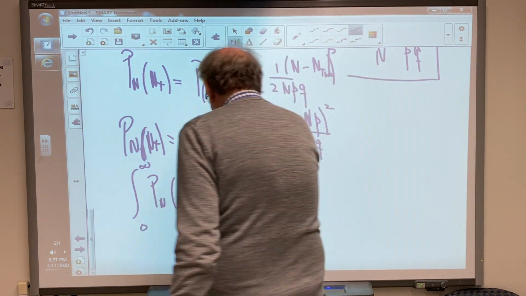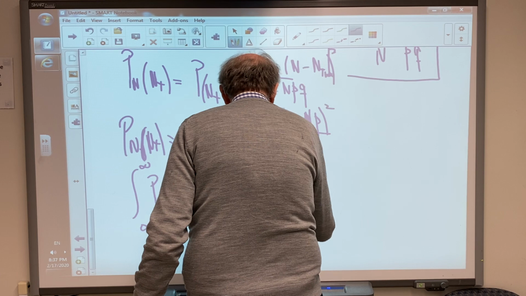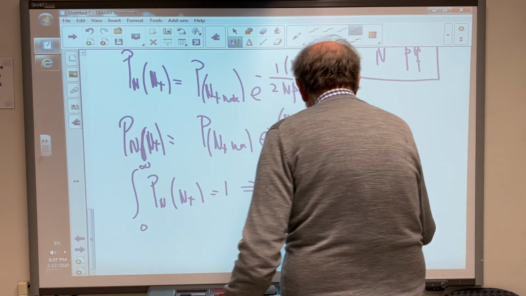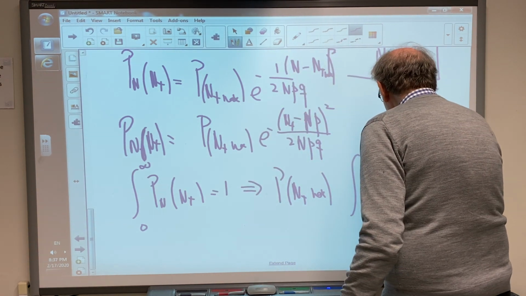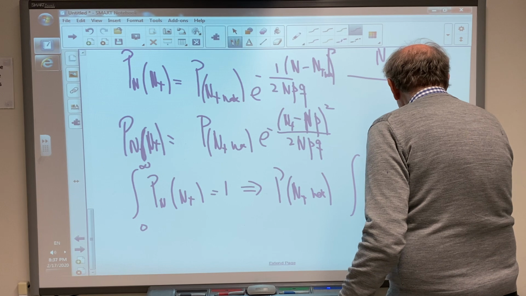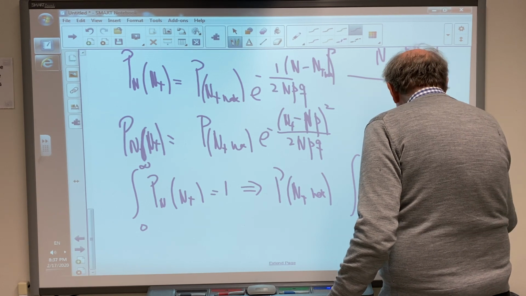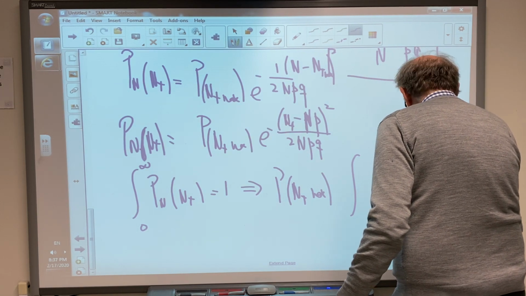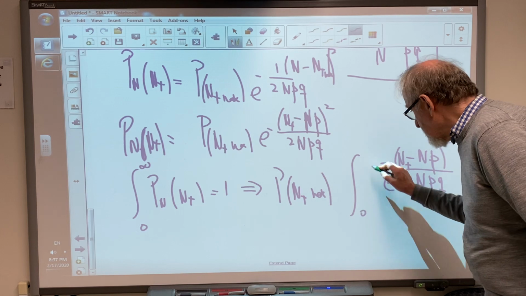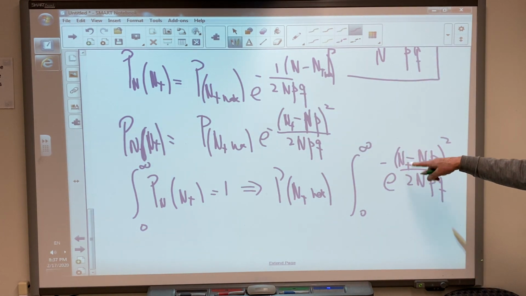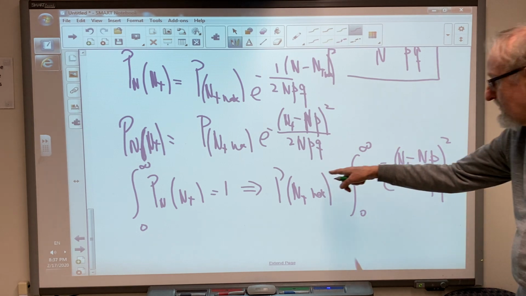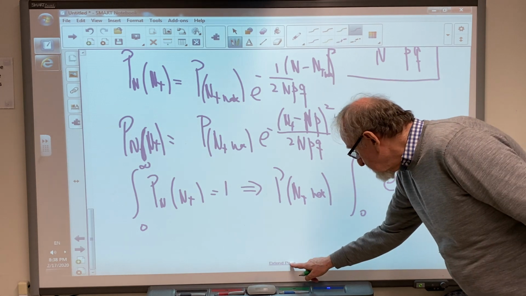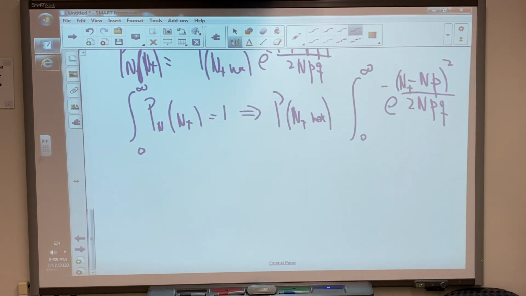When I integrate this, I have to get 1. This is P_n of n plus maximum, which is what I need to calculate, times the integral of e to the minus (n plus minus np) squared over 2npq. And this goes from 0 to infinity. Whatever I get from this integral, multiplied by this, has to give me 1, so this will be the inverse of this. Okay, as usual, that's how you calculate the normalization constant.